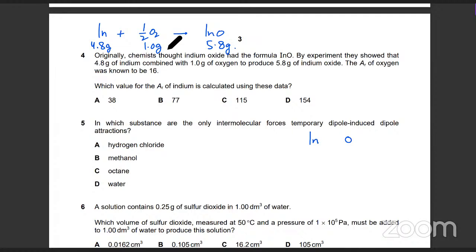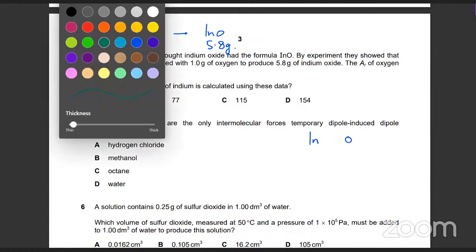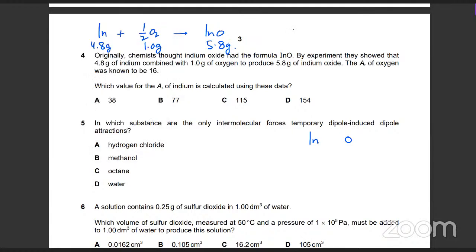Sir, we can use the ratio method to find the formula. Yes, first find the moles, like how? What's the ratio method? Sir, like dividing 1 by 16 and then doing it. As simple as this. Find the number of moles of O2 first, sir. Yeah, you can do that.